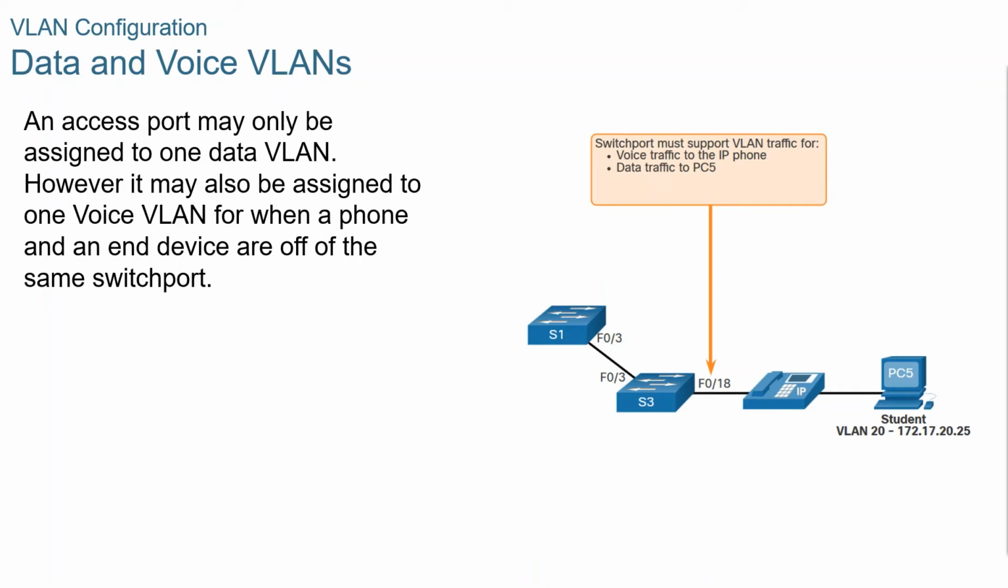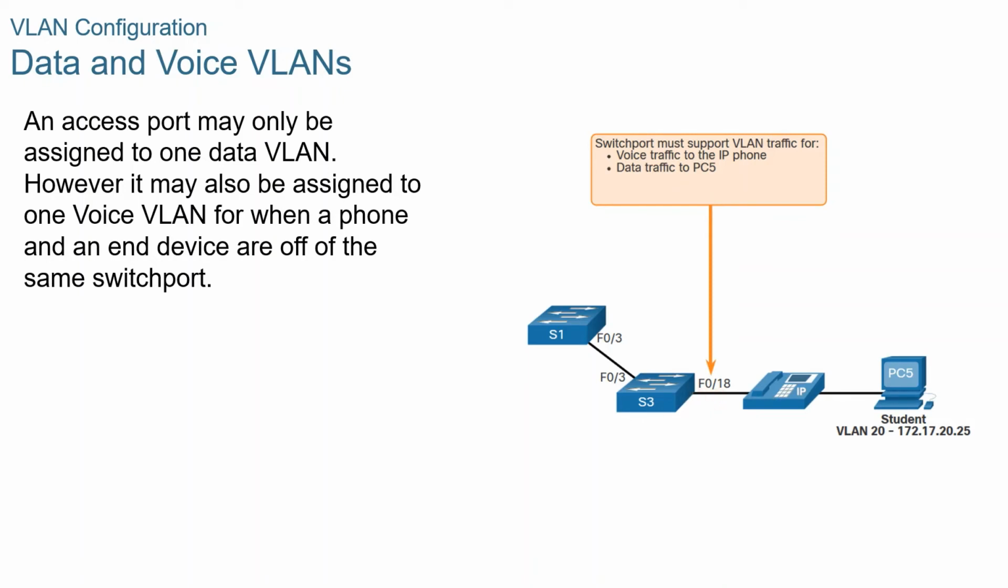So next is data and voice VLANs. An access port can belong to only one data VLAN at a time. However, a port can also be associated to a voice VLAN. For example, a port connected to an IP phone and an end device would associate it with two VLANs, one for voice and one for data. Now consider the topology in the figure here. PC5 is connected to the Cisco IP phone, which in turn is connected to Fast Ethernet 0/18 on switch 3.